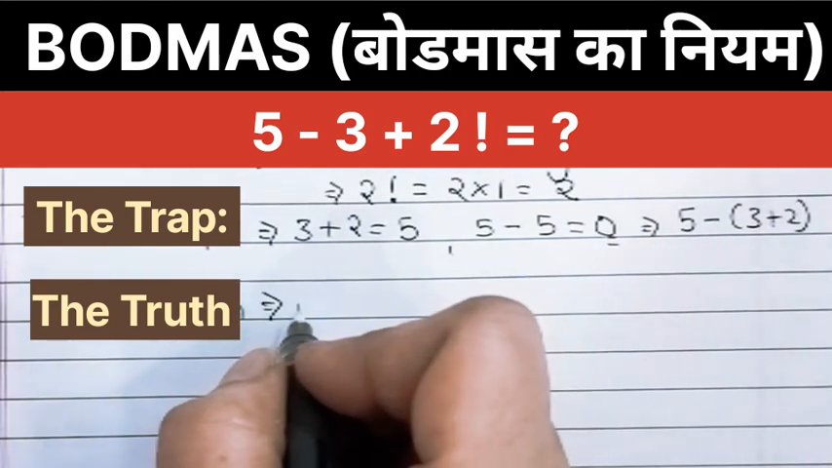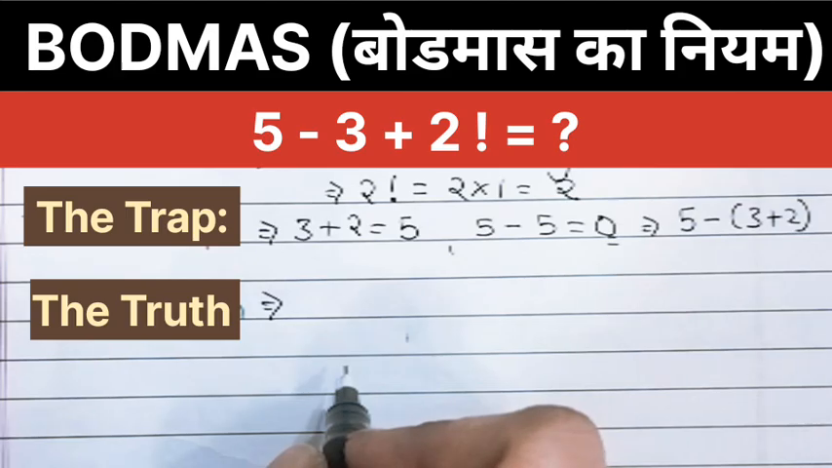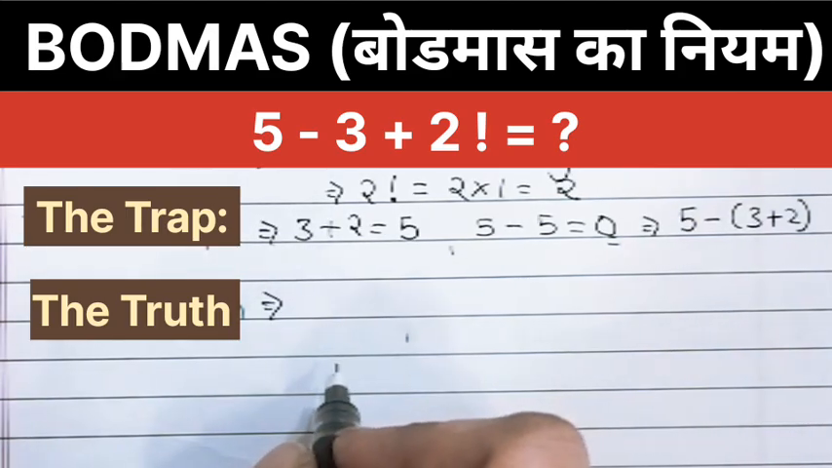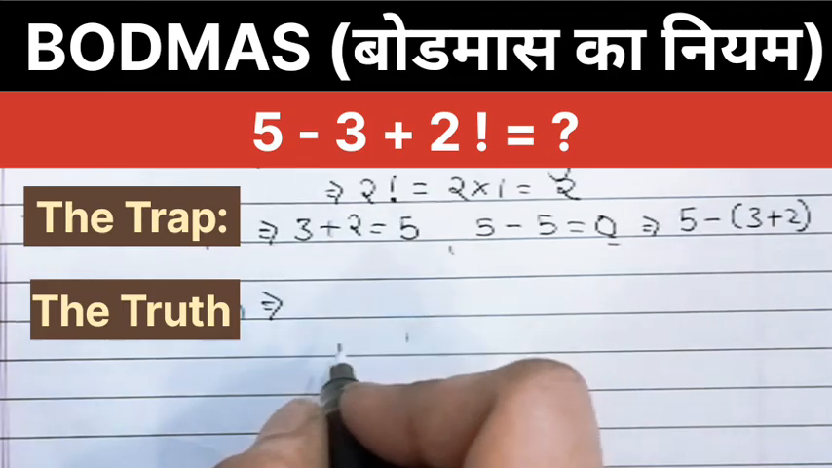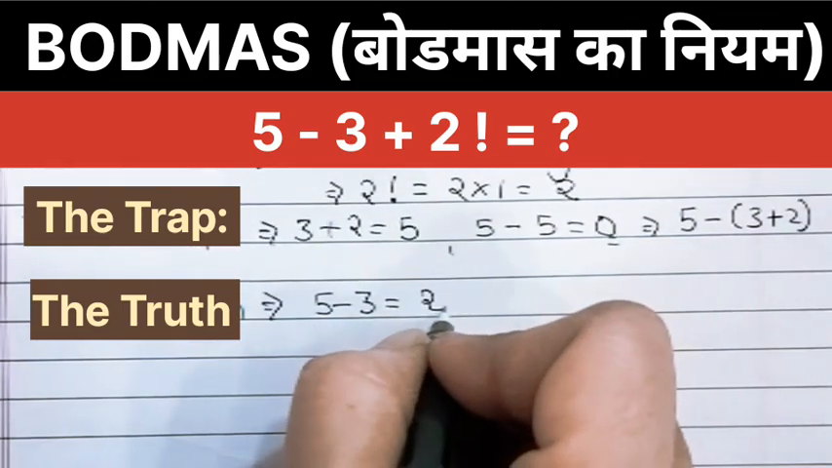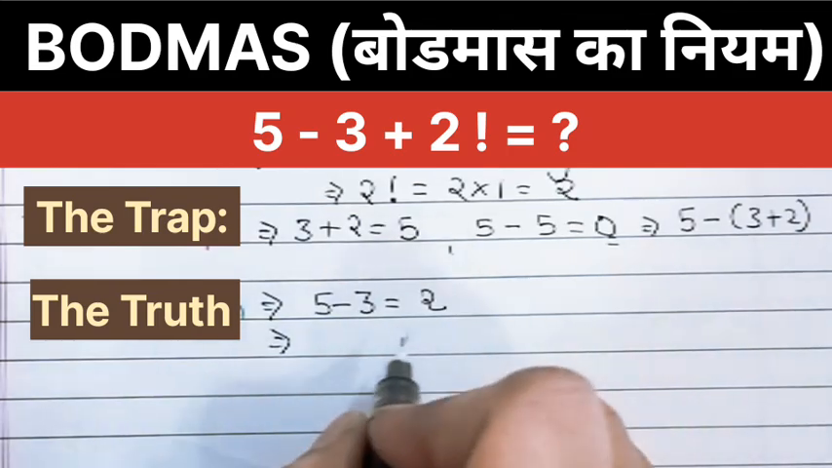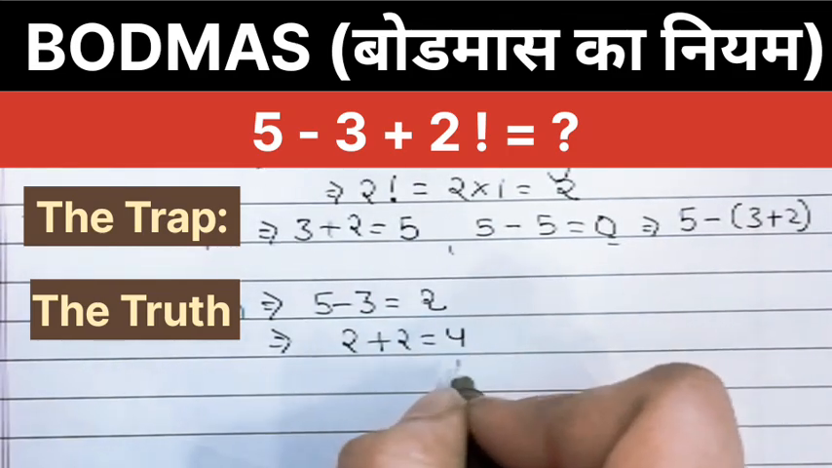Now the truth, the correct answer. In the standard order of operations, addition and subtraction have equal priority. So when they appear together, you must solve from left to right. Now subtract the 3 from 5 first. Now 5 minus 3 equals 2, and the second step, add the result to the factorial value. 2 plus 2 equals 4, and this is the final answer.